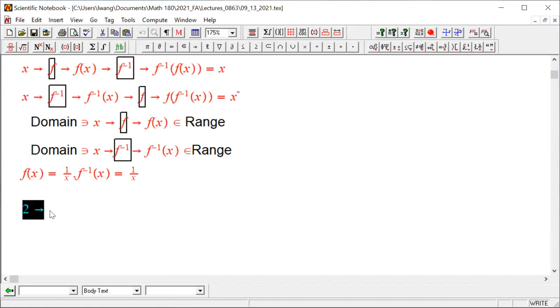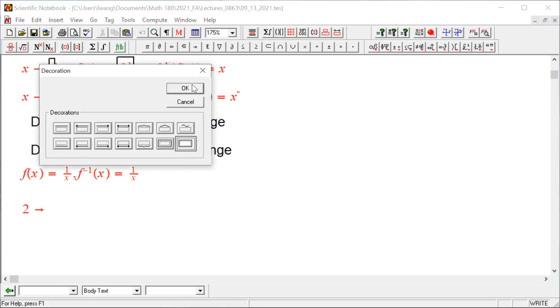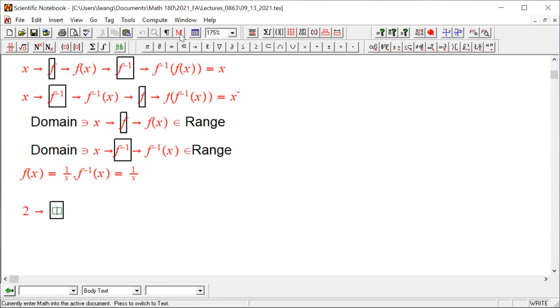So now, first I'm going to give it to F. What is F of 2? This is F of X, right? So what is F of 2? If the input is 2, the output is half, right? Now I'm going to take this half and give it to F inverse.